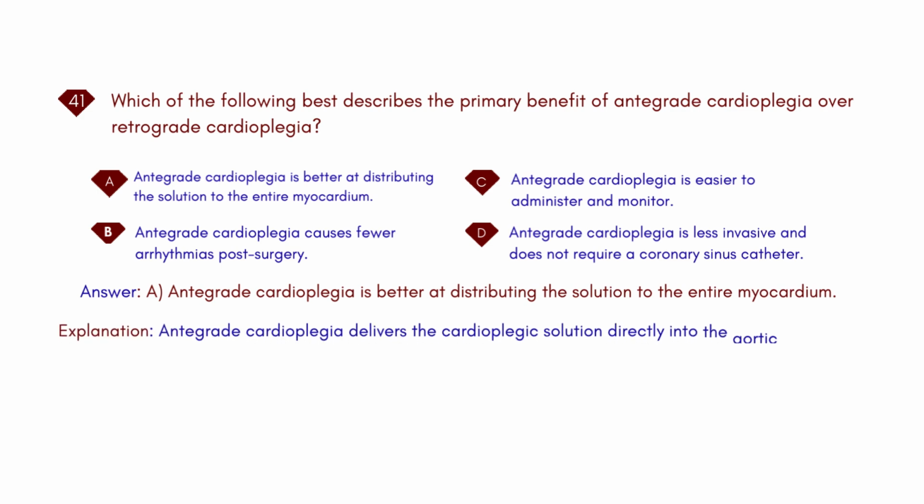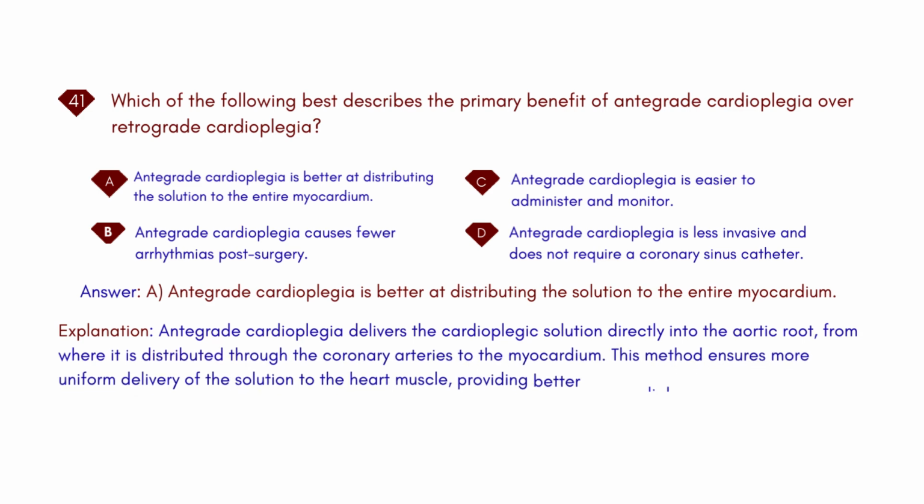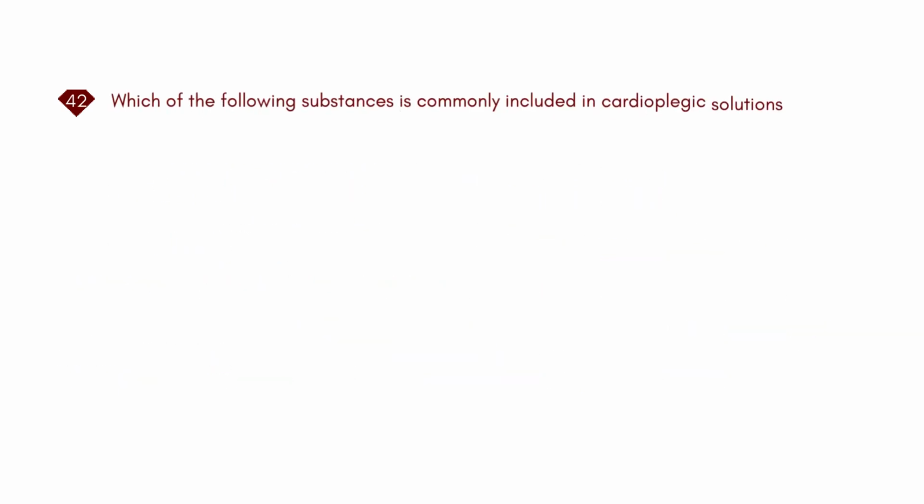Explanation: Antegrade cardioplegia delivers the cardioplegic solution directly into the aortic root, from where it is distributed through the coronary arteries to the myocardium. This method ensures more uniform delivery of the solution to the heart muscle, providing better myocardial protection.